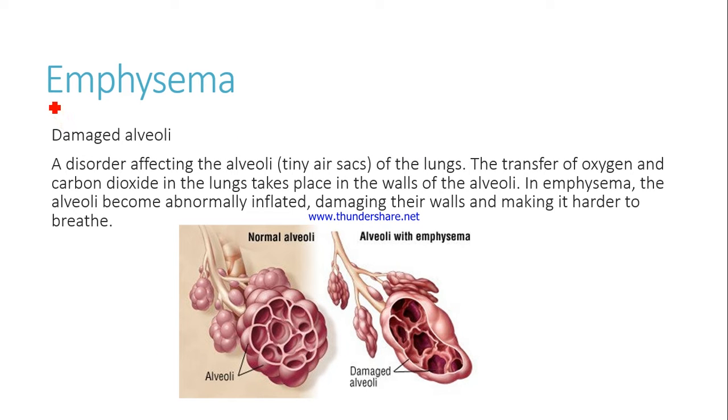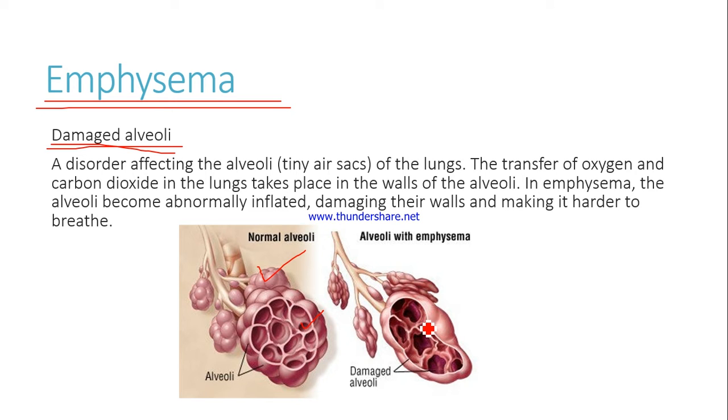Now we should know one term in this aspect. It is called emphysema. So basically it is nothing but the damage of alveoli. Okay, so you see this is the normal alveoli. It's a disorder affecting the alveoli of the lung, where they start to get damaged. The transfer of oxygen and carbon dioxide in the lung takes place in the wall of the alveoli. So in emphysema, the alveoli become abnormally inflated. You see, this is the normal alveoli, and this is the alveoli with emphysema.